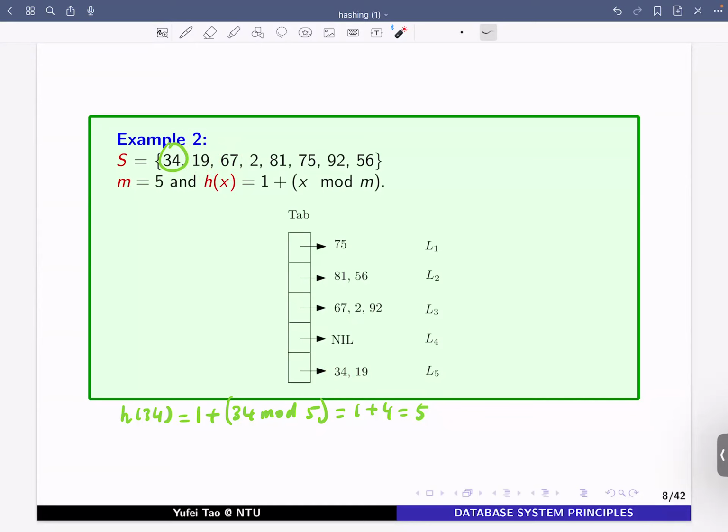Essentially, you would like to group all the elements by their hash value. So what can you say about each bucket? For example, bucket L1 consists of all the elements in the input set whose hash values are equivalent to 1. That's the definition of L1, and similar definitions can be used to define the other buckets as well.